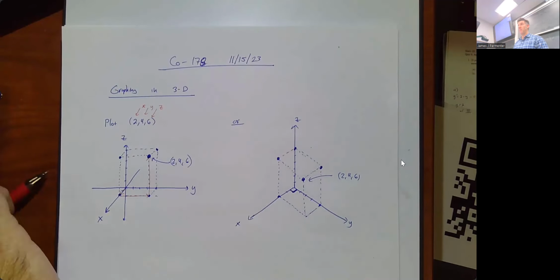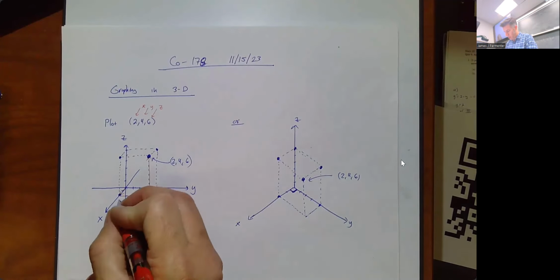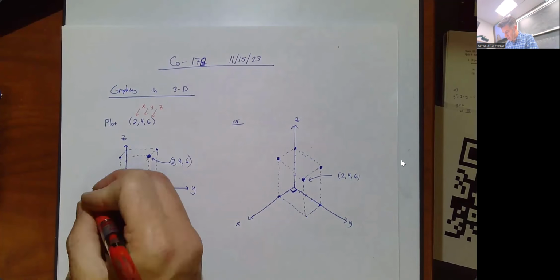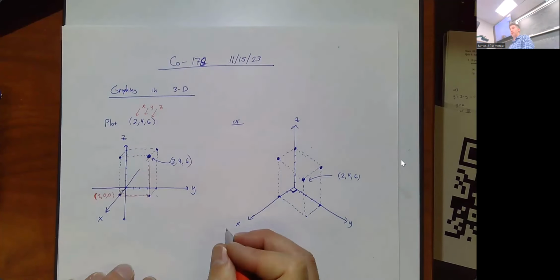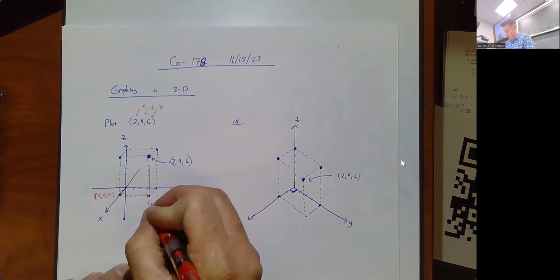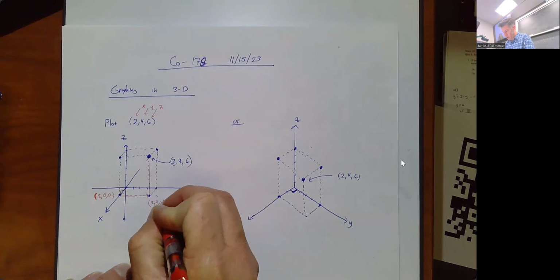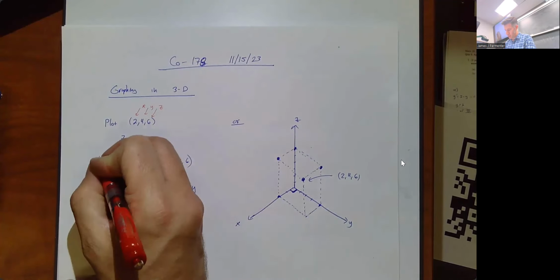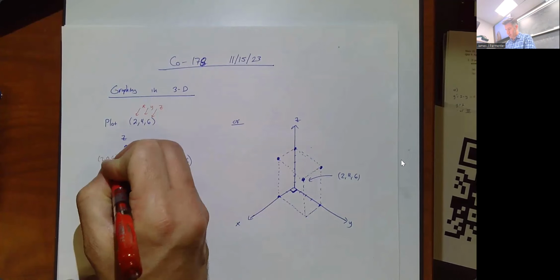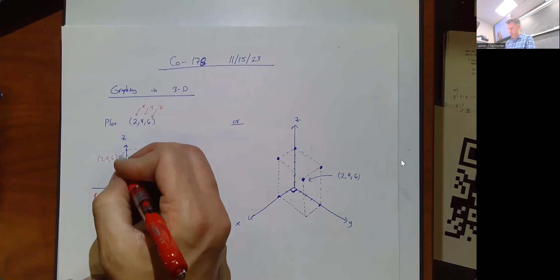We could also label these other points. Not that you normally have to do this, but I just want you to see them all. So that point right there is 2, 0, 0, when I've gone just 2 in the X direction. Here's the point 2, 4, 0, 2 in the X, 4 in the Y. Here's the point 2, 0, 6, 2 in the X direction, 6 in the Z direction.